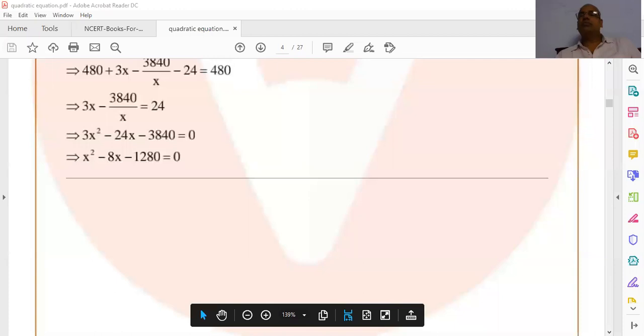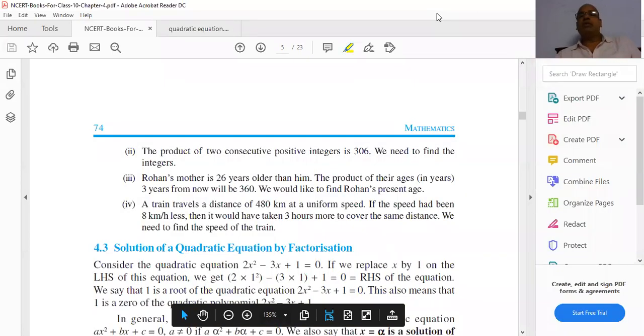And now I'm going to do screen sharing. We'll come to the textbook, this one.